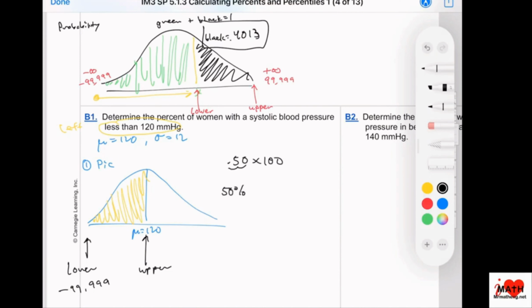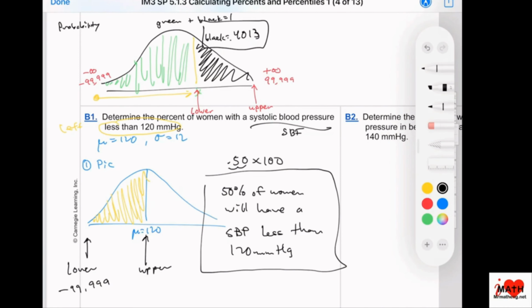For 50% of women will have a systolic blood pressure less than 120 millimeters of Hg. I know what that is.